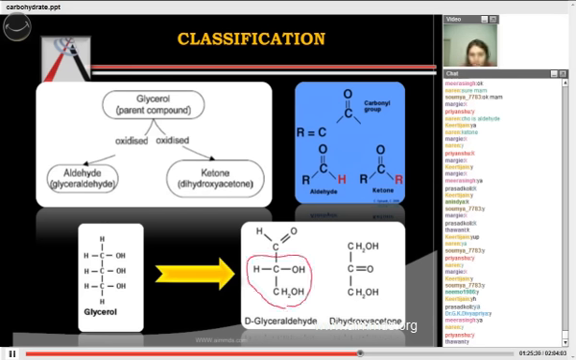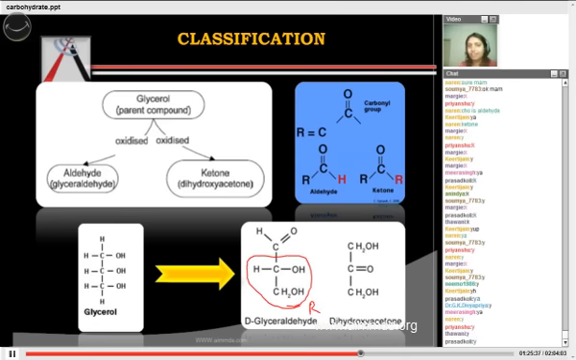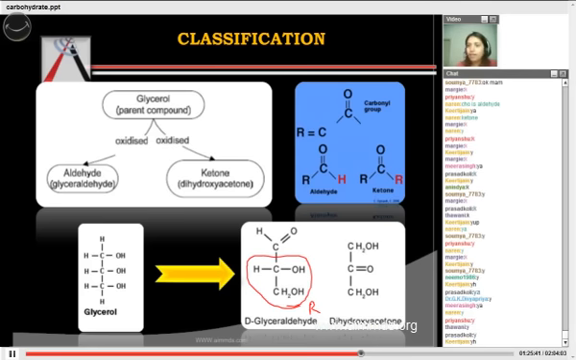This part will be nothing but R, so it will be an aldehyde. That makes a D-glyceraldehyde. D and all we'll talk about later. Right now what you have to understand is it makes glyceraldehyde.